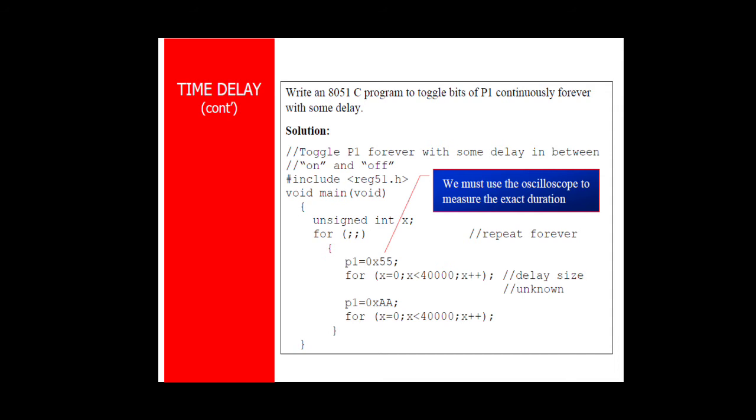After that some delay is being inserted using a for loop. Here the inner for loop, and next we are sending AAH value to port 1, then again inserting a delay. So when you execute this program and compare it with the previous one, you can observe there is a delay in toggling.